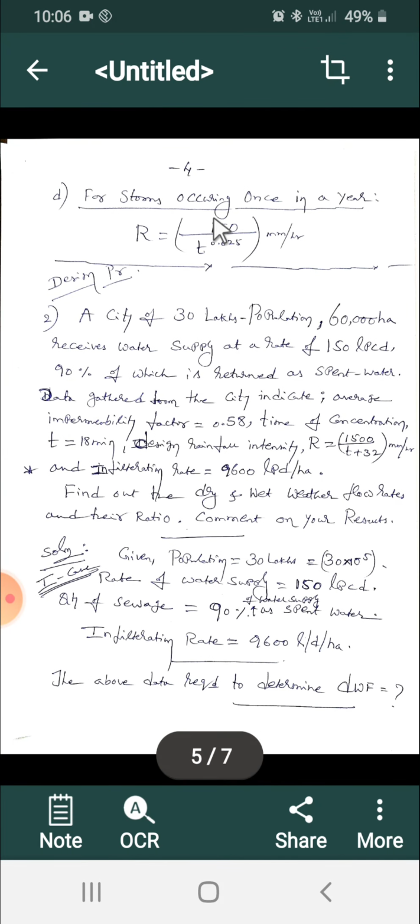When a storm occurs once in a year, then you have to use this equation. I hope you all have one small notebook of 100 pages. Write down all the values, all the problems, solve them and practice it yourself. It is not simply theory.